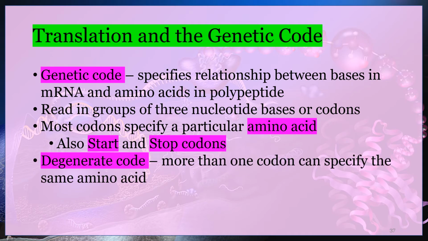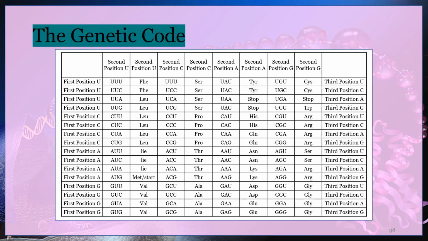You have a degenerate code, which means more than one codon can specify the same amino acid, and we'll show you what that is here in a moment. Looking at this chart, we can see that we have a number of positions. UUA is going to give us this amino acid. UCA is going to give us this amino acid. So you can see if we see UCA or UCG, that's going to give us the same amino acid either way.